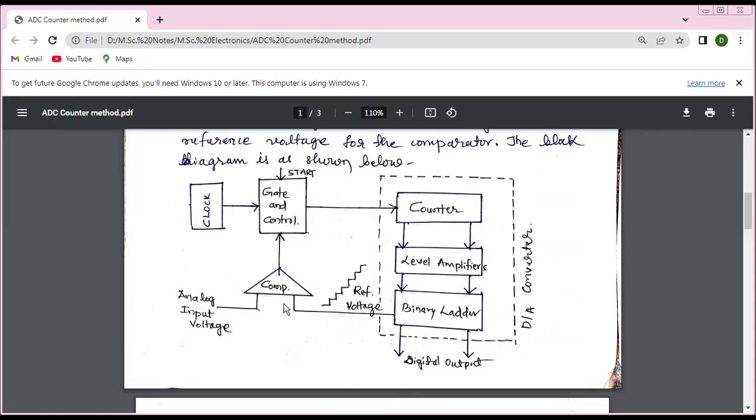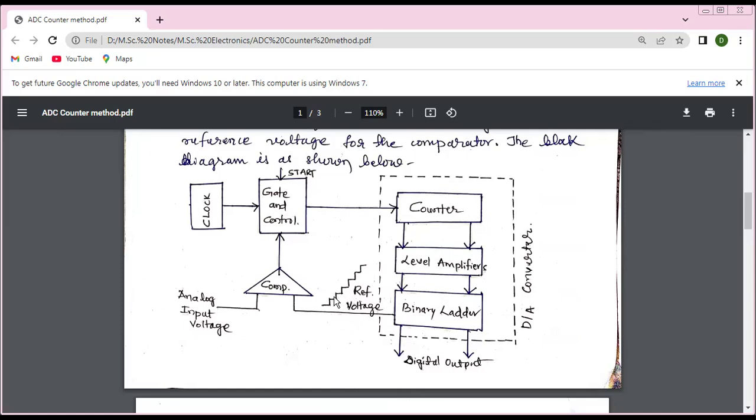So now it is 3 volts and the 1 volt is here, and this comparator again produces the output. So the control circuit opens the gate, and one more pulse comes out of the gate and reaches the counter and comes down, and a reference voltage of 2 volts appears here.